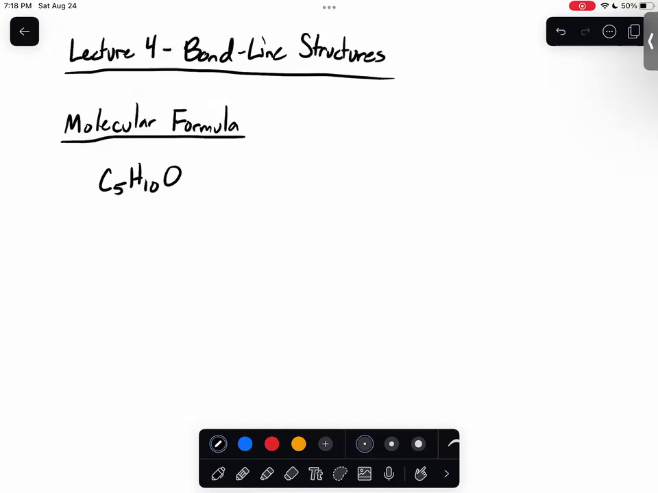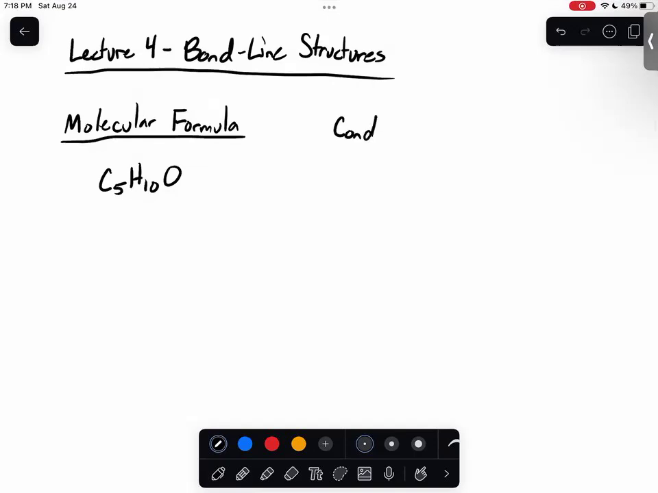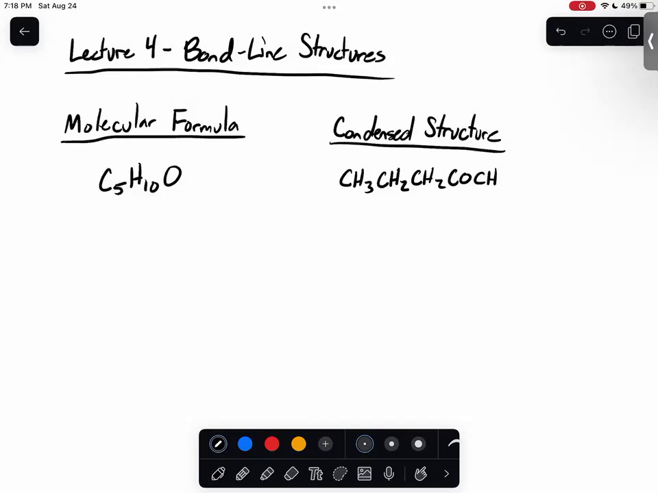There's a second way that we can actually show a molecular formula called a condensed structure. And so these condensed structures or condensed formulas are simply a different way to represent a molecular formula that tells you more about the structure. So essentially, we can get a condensed structure out of the same molecular formula that looks a little something like this. It can be CH3, CH2, CH2, CO, CH3.